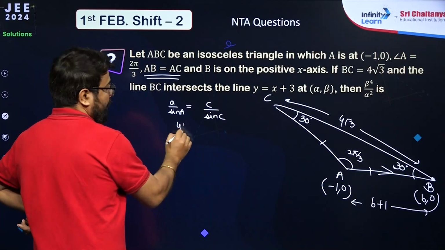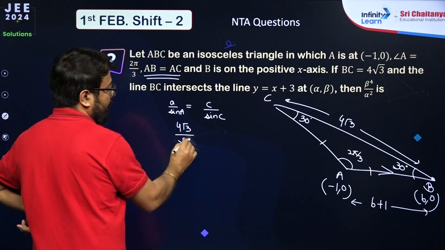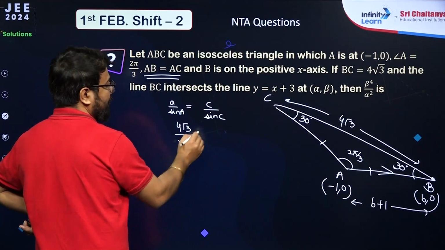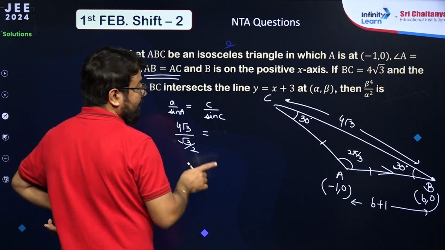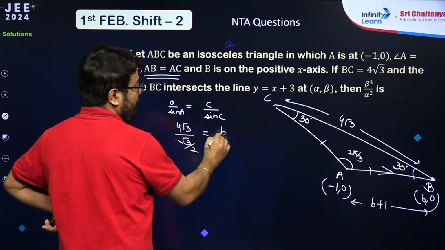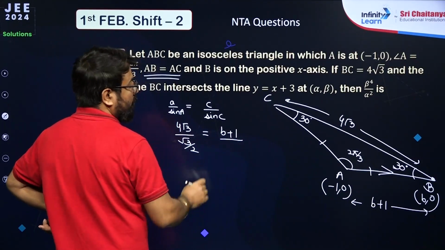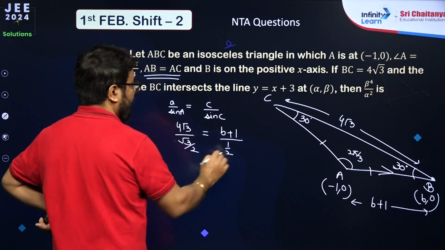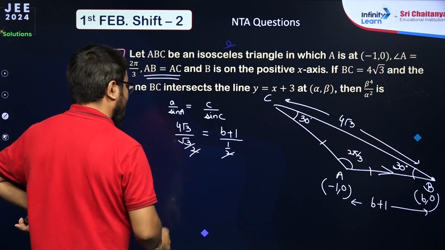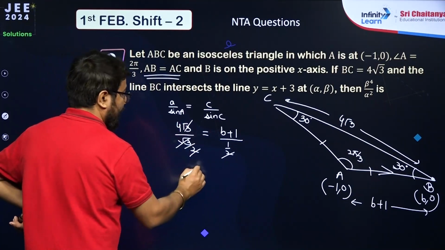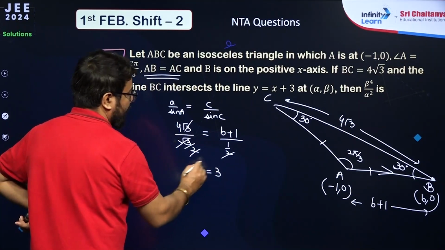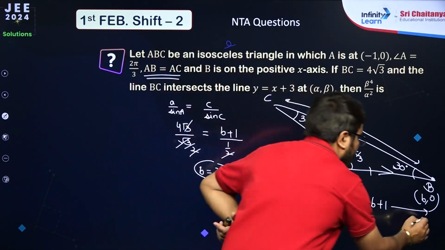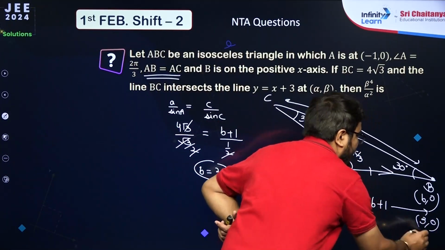A is 4 root 3. Sine a is sine 120, which is root 3 by 2. C is the length which is opposite to the angle C, over sine C. Sine C is half. 2 and 2 on both sides get cancelled. Root 3 gets cancelled with 3. I got the value of B as 3. That means the coordinate of point B is 3, 0.